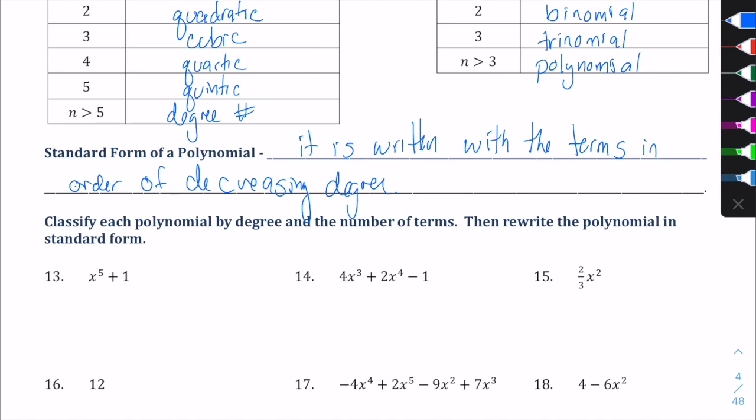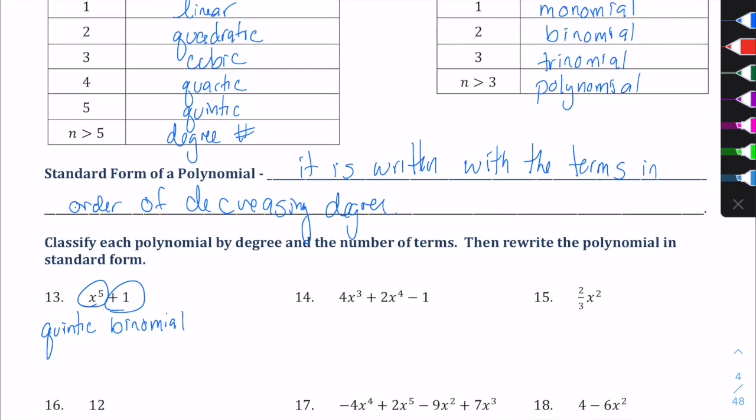We see the highest exponent is 5, and we see there are how many terms? Well, terms are separated by addition and subtraction. 1 term, 2 terms. So this is a quintic binomial. I tend, and I think most mathematicians would tend to put the degree first and then the number of terms second. Now the first term has a degree 5 and the second term has a degree 0. So these are in decreasing order. So this is already in standard form as it is.